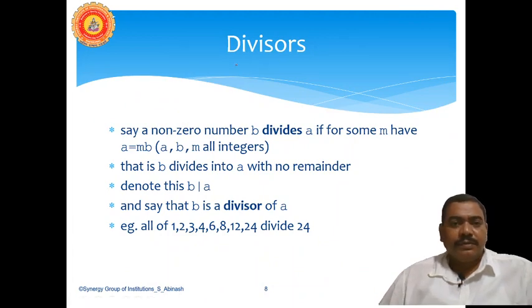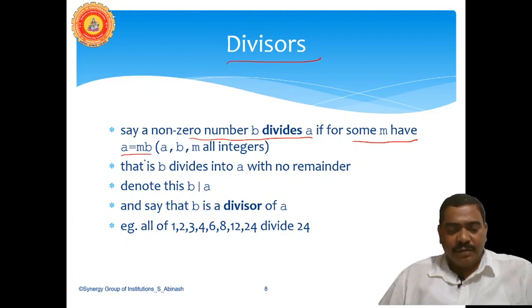Okay, so the divisors. Say a non-zero number B divides A if, for some M, A is equal to M into B, and A, B, M are all integers. That is, B divides into A with no remainder. This is denoted B divides A, and we say that B is a divisor of A.